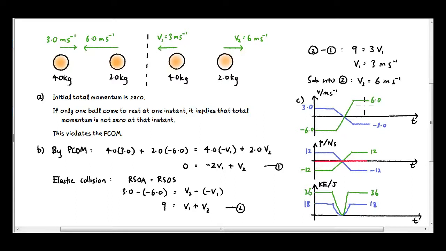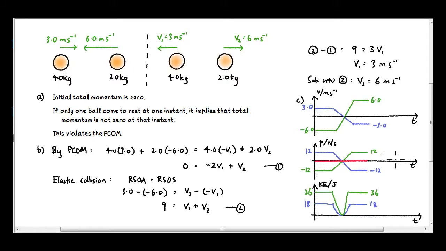Actually, one can tell quite easily that the steeper line here belongs to the lighter ball. This is because during the collision, the two balls experience the same force. So the lighter ball will experience a larger acceleration, which shows up as a steeper line in the velocity-time graph.